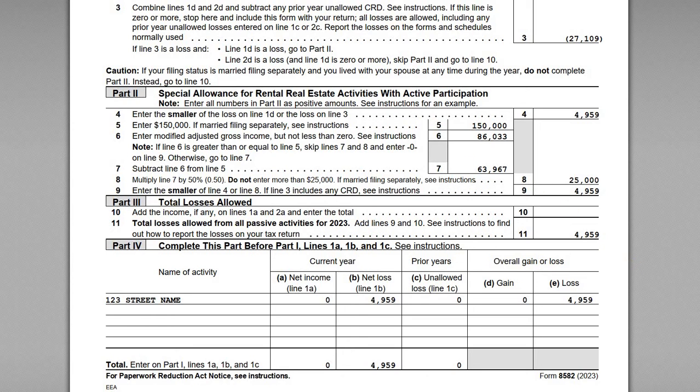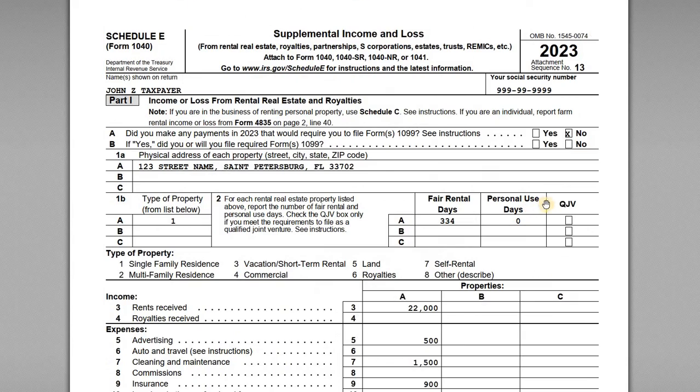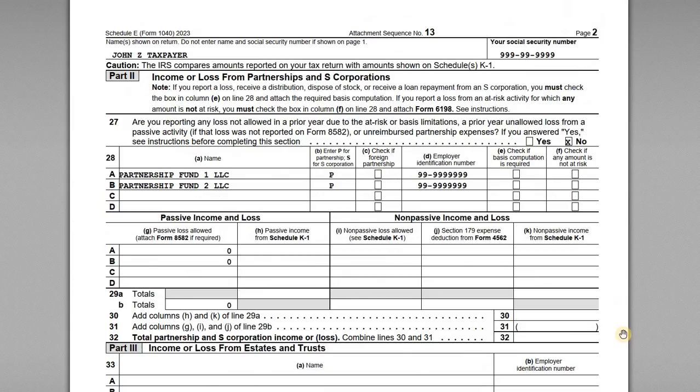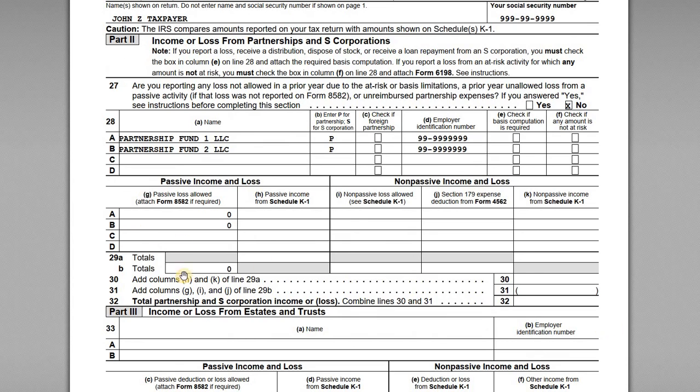So now once we have this number and we know, okay, this is attributed to the rental real estate activity, we can go back up to Schedule E. So Schedule E, if we scroll on down here to line 22, we can see the deductible rental real estate loss after limitation, if any, coming through from 8582. So the total rental real estate loss that we had was $4,959. The amount that's going to be deductible after factoring in these limitations is $4,959. So our total rental real estate loss is going to be $4,959.